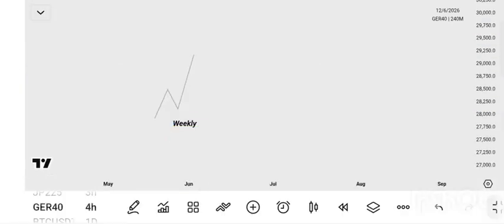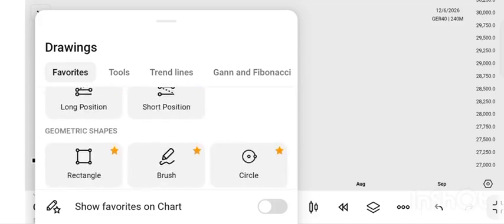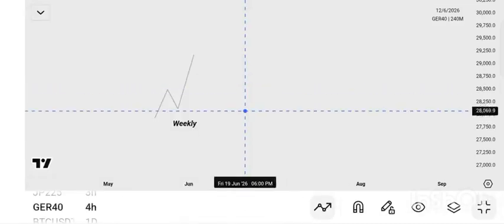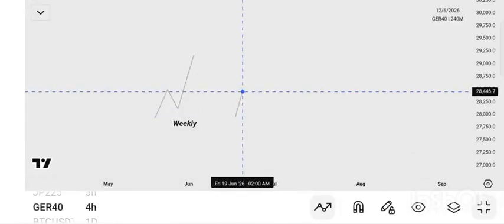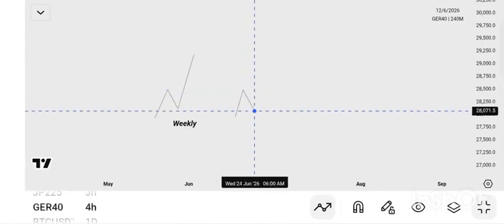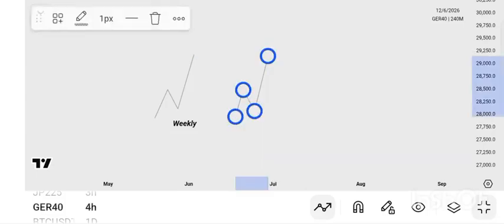Weekly is giving me a break of structure to the upside. I want daily as well, giving me a break of structure to the upside again.